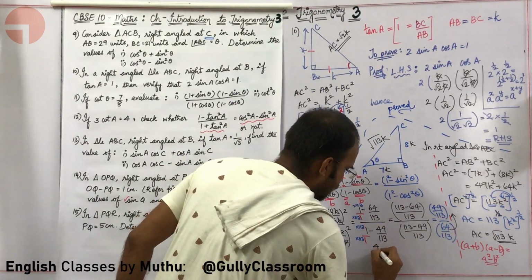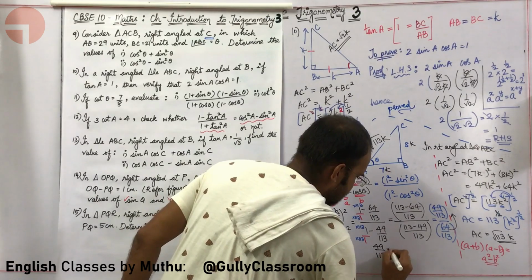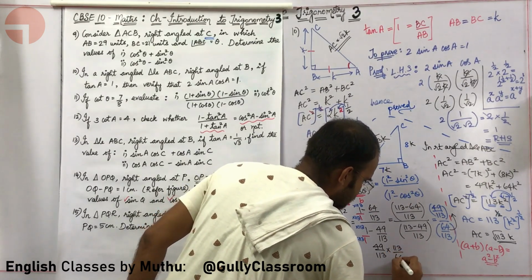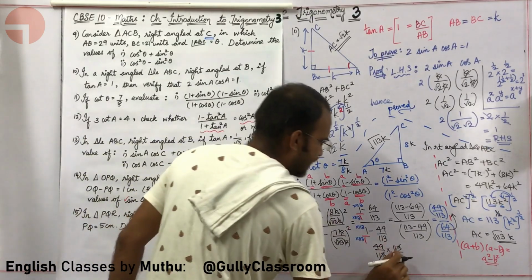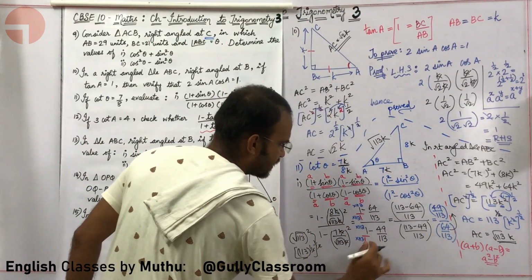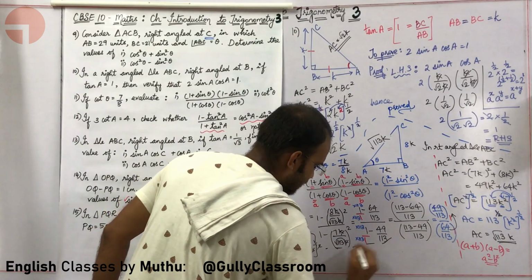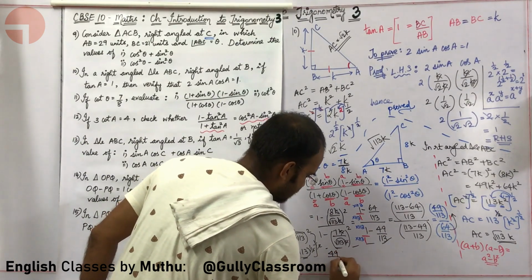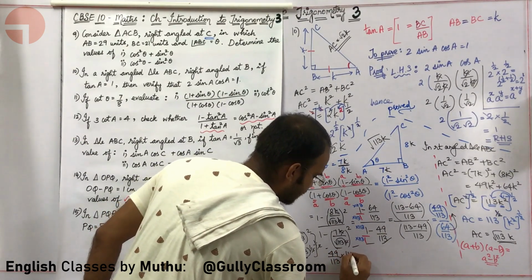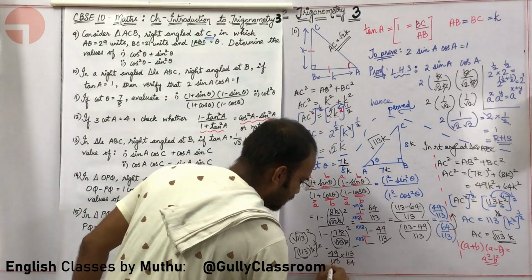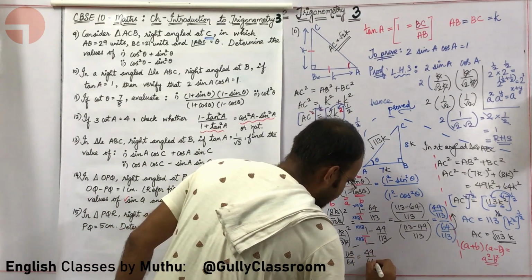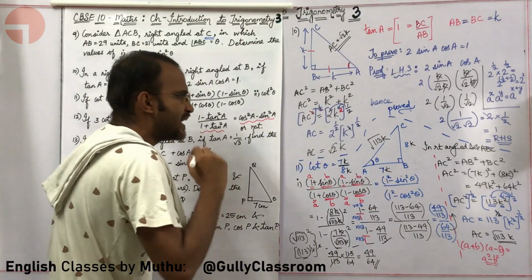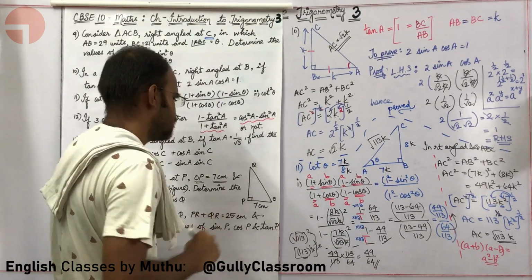So what will happen? 49 divided by 113 into 113 divided by 64. 113 and 113 will get cancelled. Let me write this over here. 49 divided by 113 into 113 divided by 64, 113 will get cancelled. The answer is 49 by 64.